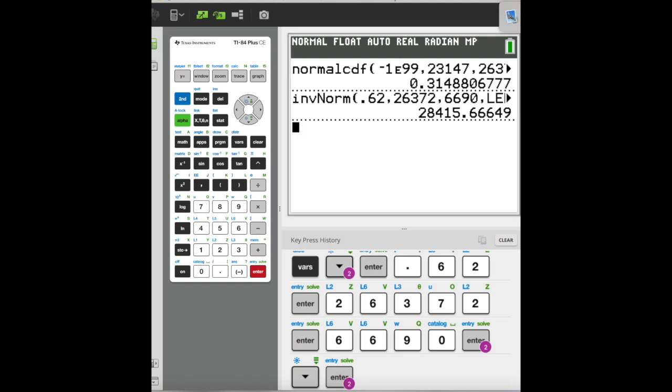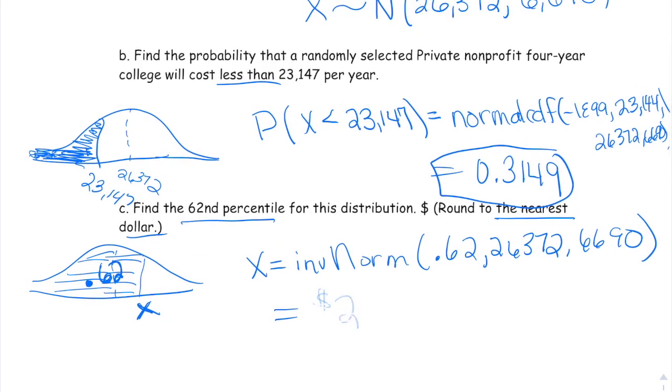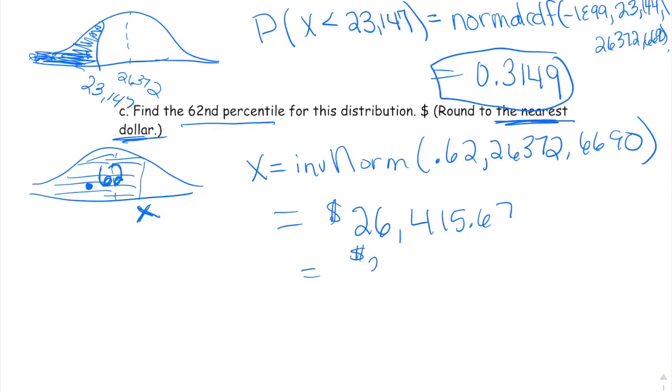So I get $26,415.67, but since it says to round to the nearest dollar, we need to round to $26,416.